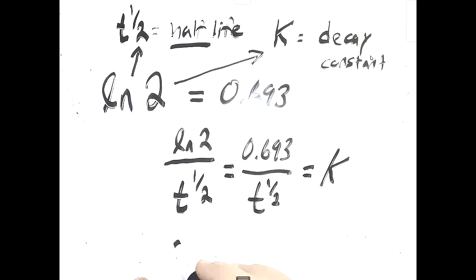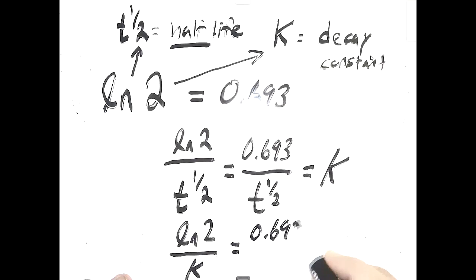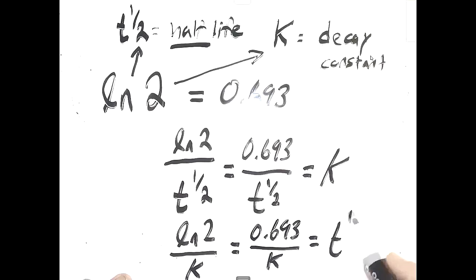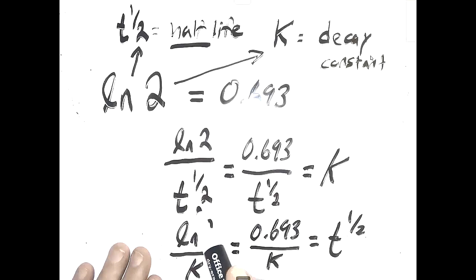Or let's say that I know the decay constant. I don't know the half-life, but I know the decay constant. Well, that's natural log of 2 divided by K, which is the same thing as 0.693 divided by K. And guess what? That equals the half-life. Bottom line is, if you know the half-life, T1/2, you can figure out K. If you know K, you can use that to figure out the half-life. Now I'm going to give a practical demonstration of that.